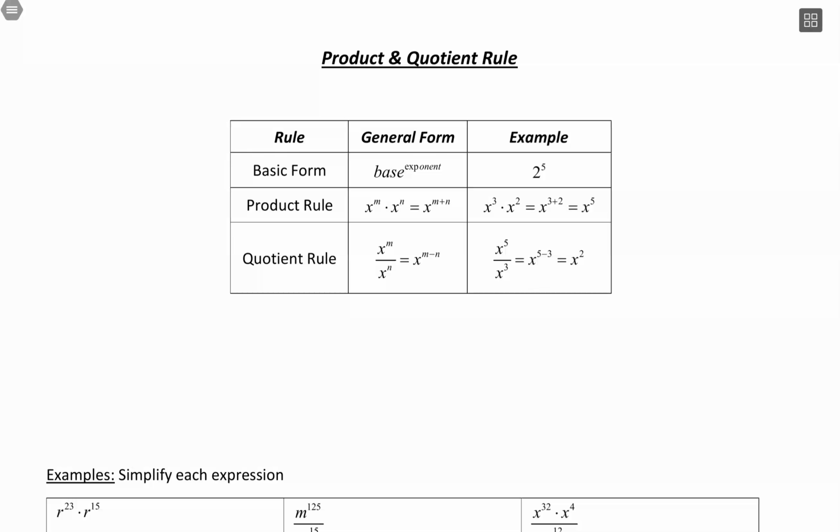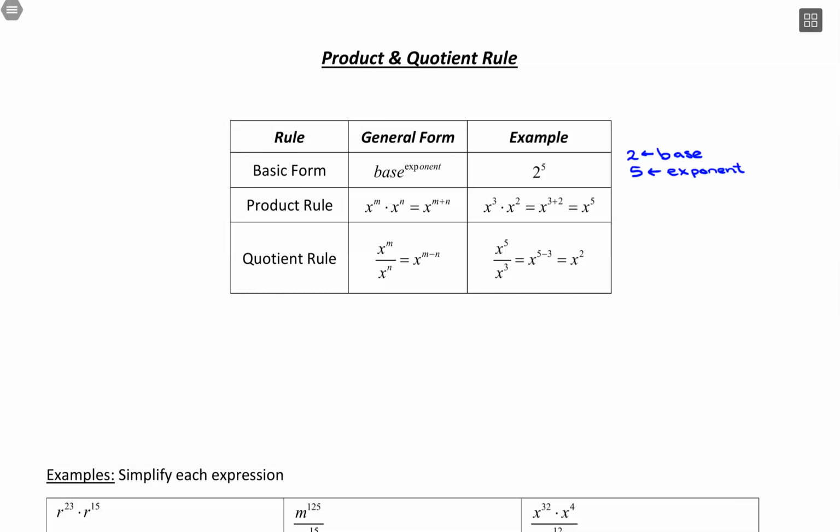Before we start with the rules, though, we should get some basic vocabulary. So when you have exponents, there's two pieces. There's the base and the exponent. So let's say we had 2 to the 5th. Then how we would describe this is 2 would be the base, and the 5 would be the exponent. So that's some terminology you'll hear come up.